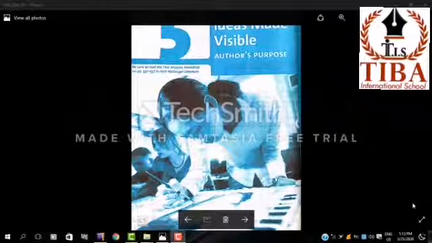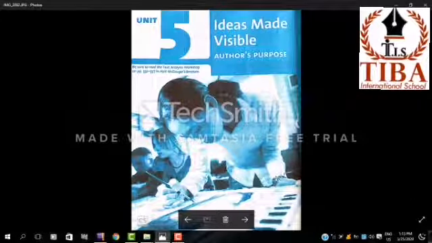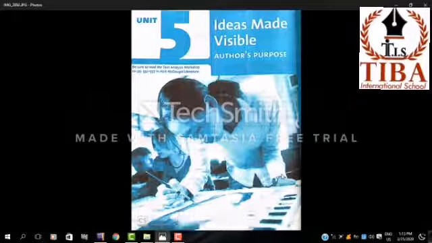Today this is our literature lesson, unit 5. As you can see from the picture, this is page number 238. The title is Ideas Made Visible. From the title, and if you look at the picture, you feel that everything we can see was in the past just an idea.